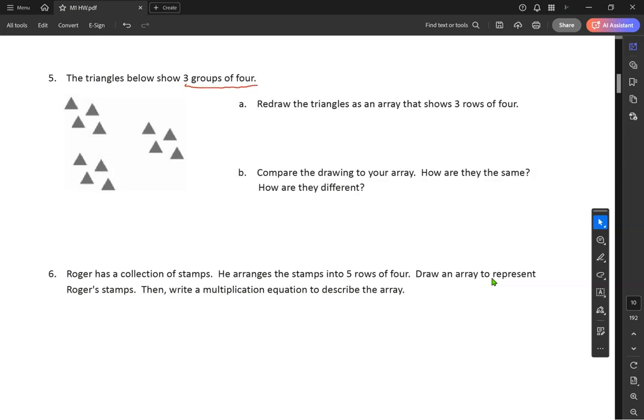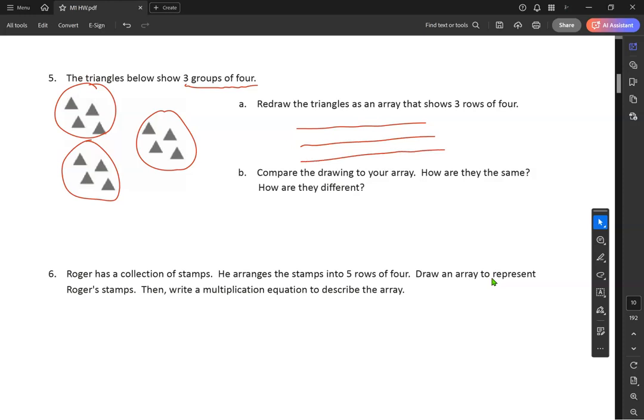Right? Number 5. The triangles below show 3 groups of 4. Redraw the triangles as an array that shows 3 rows of 4. So here we have 3 groups of 4, but they want an array that shows 3 rows of 4. So 3 rows, 1, 2, 3, of 4. So I'm going to do 3 rows of 4.